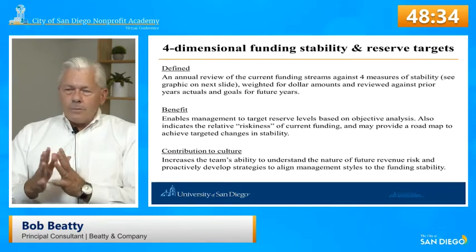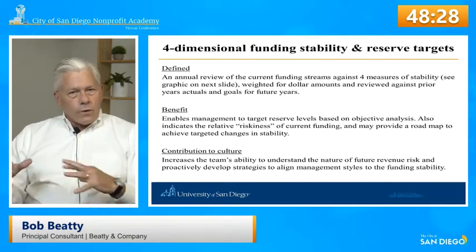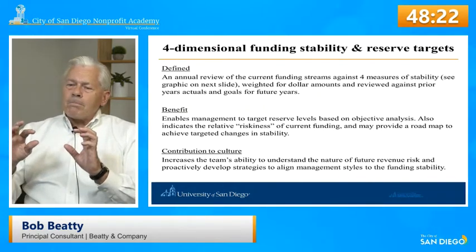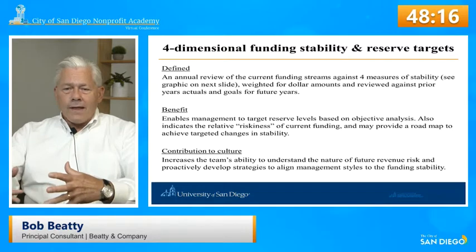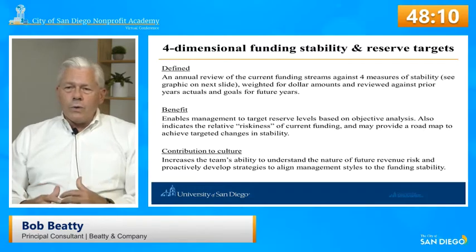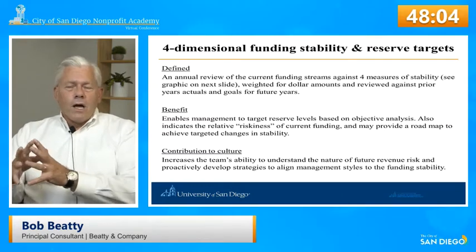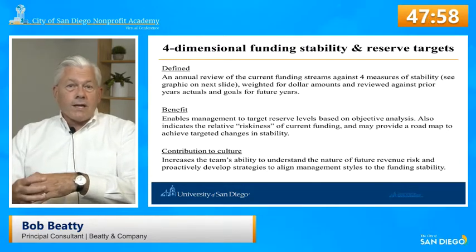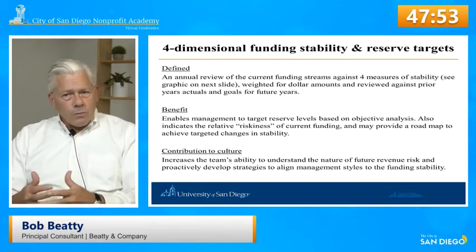What you really need to do is an annual review of all your funding streams, take it against a 4-dimensional funding stream format, which I'll show you on the next slide, and weight it by dollar amounts, and then talk about how you want that funding stability to change over time. If today you're at a 2.3 and you really want to be more stable, you want to get it up to a 3.5 or a 4. It's unlikely to be at a 4, but you want to increase it over the next 3 to 5 years. What kind of revenue streams do you need to take on, and which ones do you need to move away from to make that happen? And it just becomes an annual process.